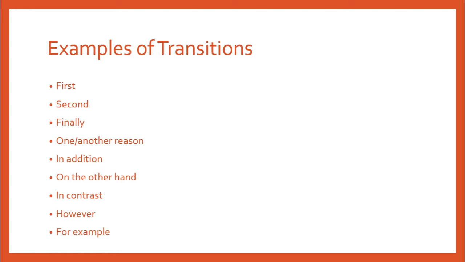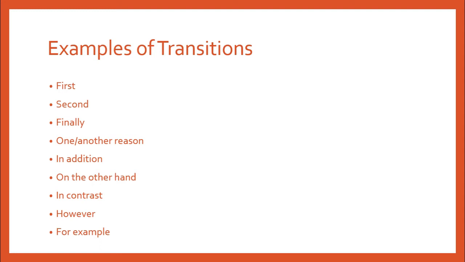Some other transitions show that two ideas are different from each other. For example, if you're writing a compare and contrast paragraph where you describe how two things are similar or different from each other, like in the paragraphs about Chile and Brazil and Malaysia and Thailand, these kinds of transitions, on the other hand, in contrast, show that two ideas, the previous idea and the next idea, are going to be different from each other.